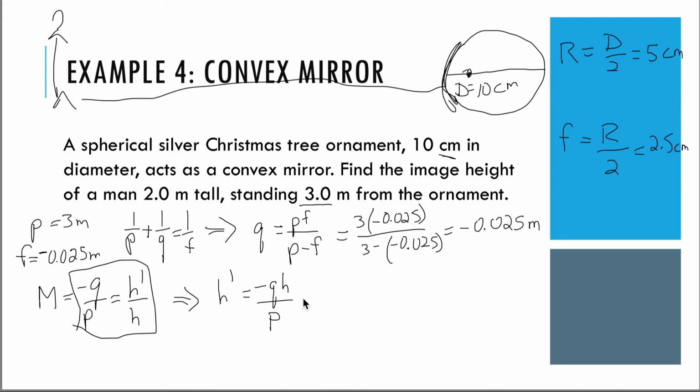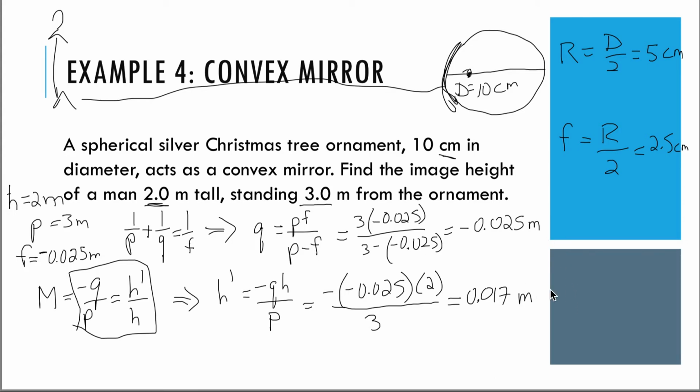Now let's plug in everything that we know. We have a negative, then q we just found, times negative 0.025. h is the object height; it said that the object was 2 meters tall, so we didn't need it earlier, but we do need it now. So times 2, and then divided by p. p was 3 meters. When we plug all of those numbers in, we get 0.017 meters.